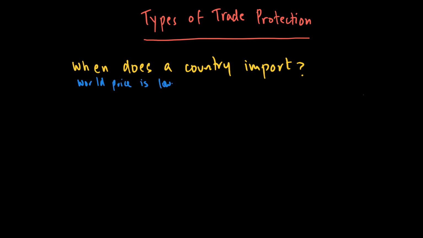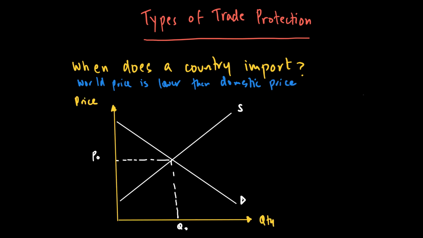is lower than the domestic price. So we can see this diagram where demand and supply is meeting at price P naught. Let's say P naught is the domestic price. Now if the world price is somewhere below, let's say this is my world supply, and PW is the world price, then we can say that the world price is lower than the domestic price.